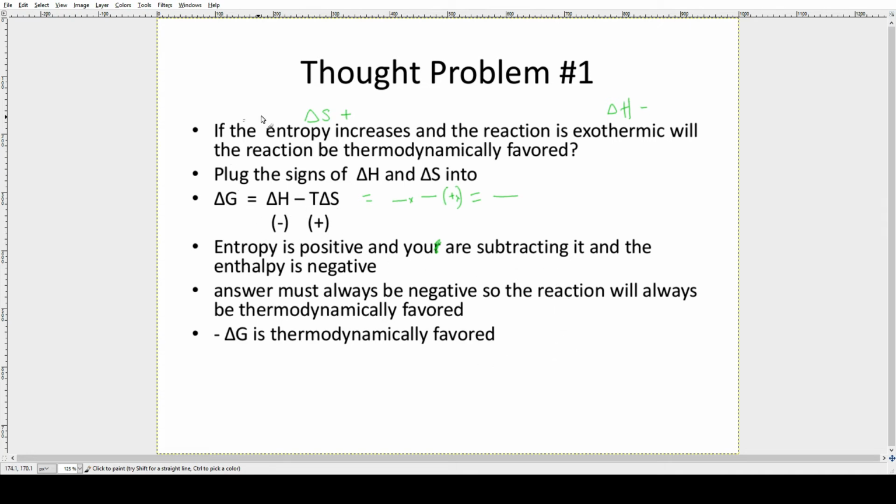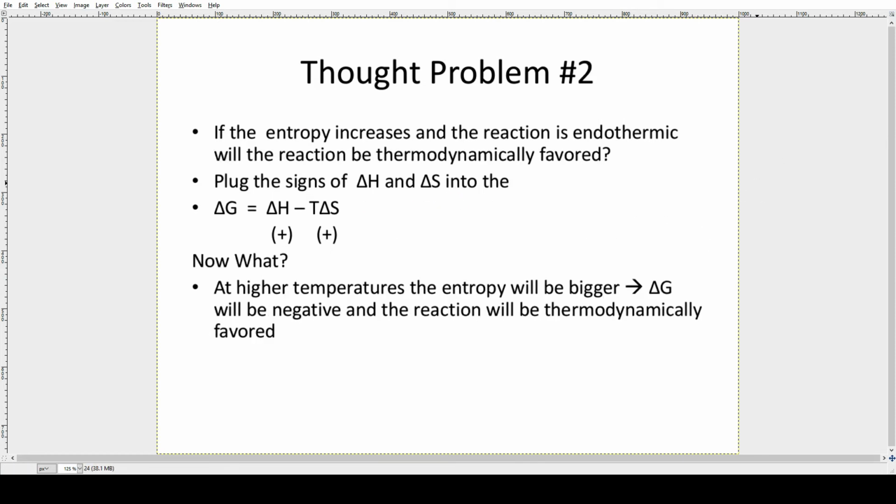So you'd want to be able to think of these in this manner. You'd want to be able to identify what would be negative, what would be positive, and will it always be favored, or does it depend on something? Let's try this one. If the entropy increases, so you tell me if the entropy increases, is that positive or negative? It's positive, which you could have figured out by looking down there, but whatever. And then if it's endothermic, we know endothermic reactions have a positive change in enthalpy. So let's try plugging those in.